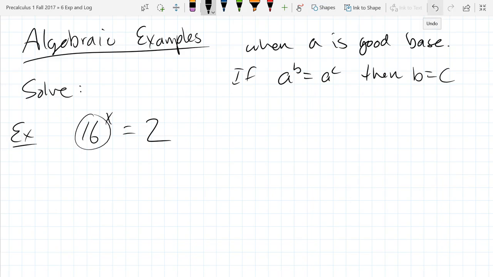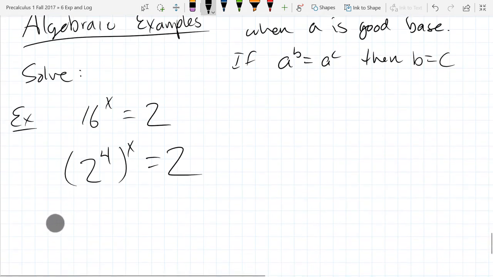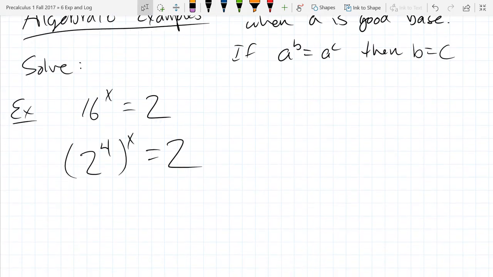All right, so what I need to do is either write 2 as 16 to a power, or write 16 as 2 to a power. I think it's easier to write 16 as 2 to a power. So 2 to what power is 16? 2 to the 4th. So 2 times 2 times 2 times 2 is 16. Of course, it's still raised to the x power equals 2.